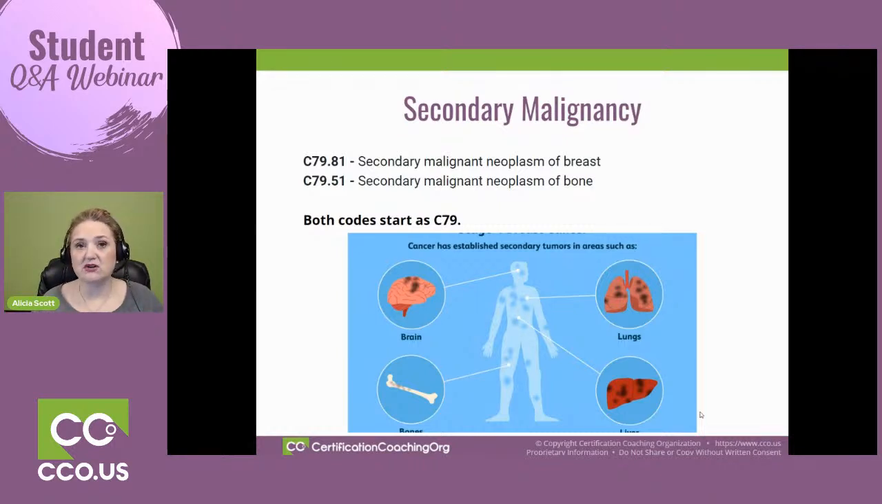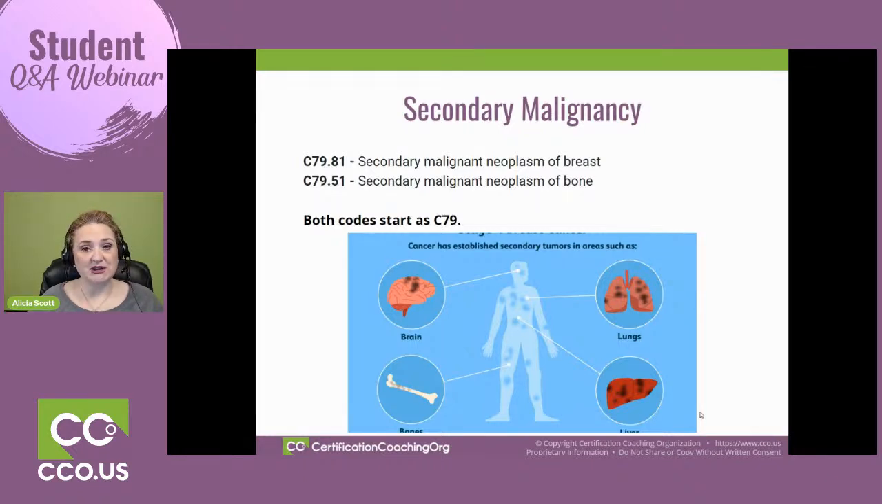There's more codes involved, more characters, excuse me. So C79.81 is secondary malignant neoplasm of the breast. So the person has breast cancer that has come from someplace else. And that means that it could have come from the brain, the lung. You would go look and see what the primary cancer was and know that that's the tissue that showed up in the breast.